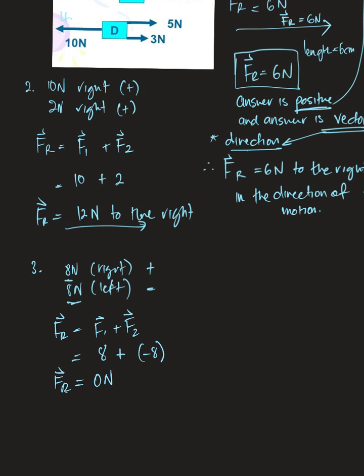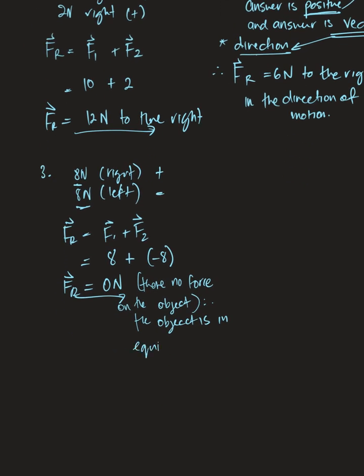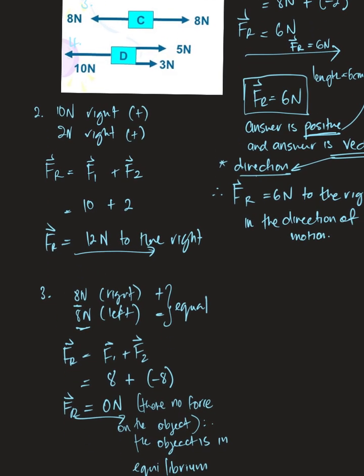And the only time that that's going to happen is we can say the 0 newtons, the reason is no force on the object, which means, therefore the object is in, and remember we discussed this, equilibrium, because the forces to the right and the forces to the left are equal. And let's look at number 4.